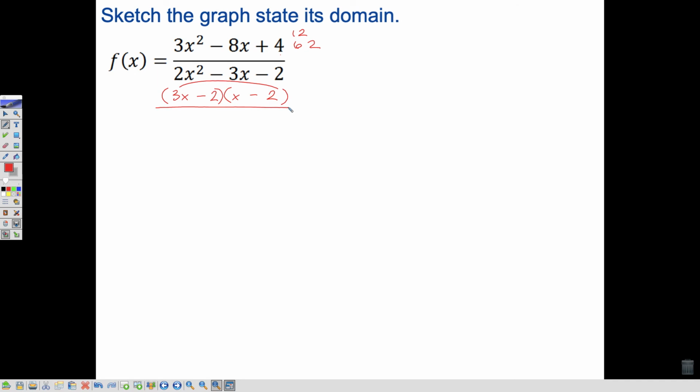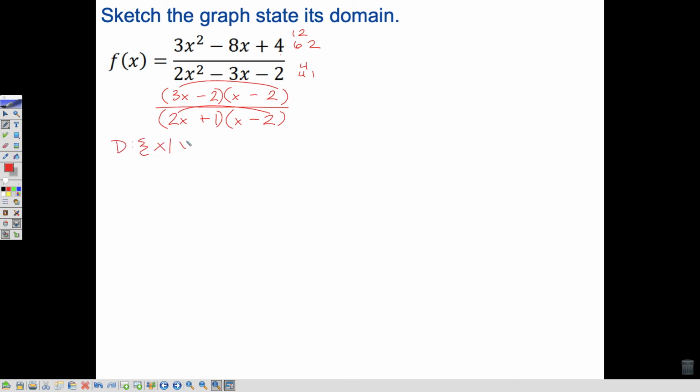What's next? 2 times 2 is 4. So I need 4 and 1. So 2x and x. So this has to be a 2, and the other one has to be negative, and this one has to be positive? How about a 1? So what does that equal? -3? Yes. So 2 times -2 is -4. Okay. Anything reduce?